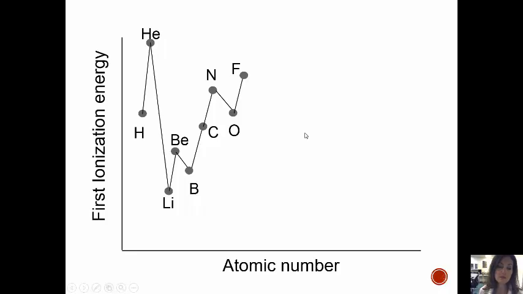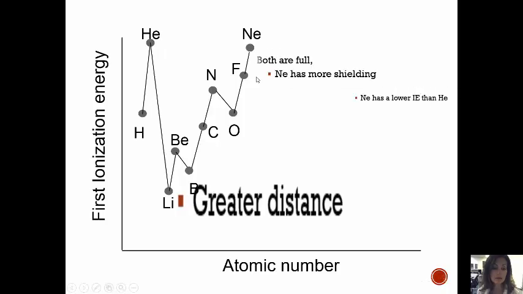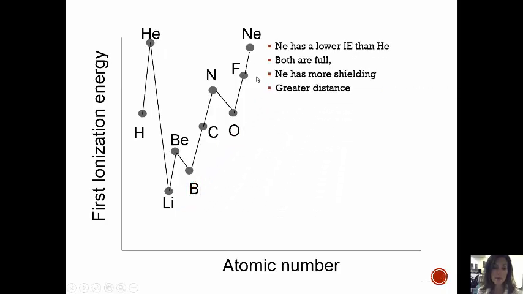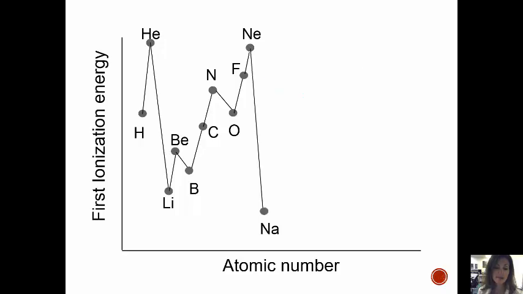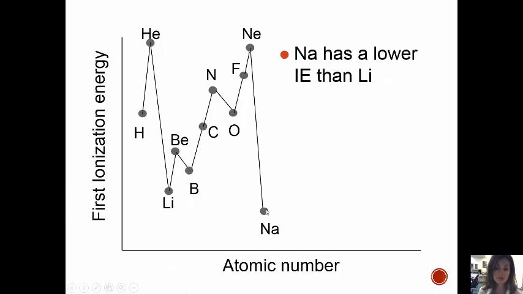Fluorine increases up to neon, and now neon has a really high ionization energy because it has an octet, and if you want to remove an electron from something that has an octet, and it's stable, and has a complete energy level, that's going to take a lot of energy. Okay? So it has more shielding, greater distance than helium, but sodium goes way down because now you've added an energy level. Way lower ionization energy than lithium.